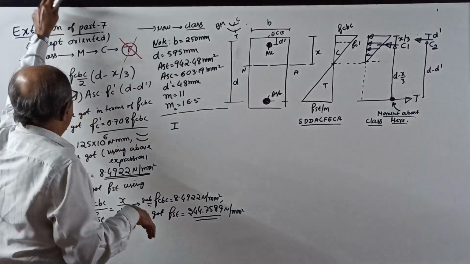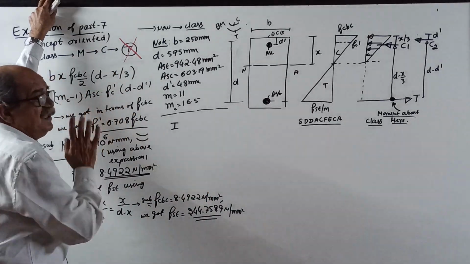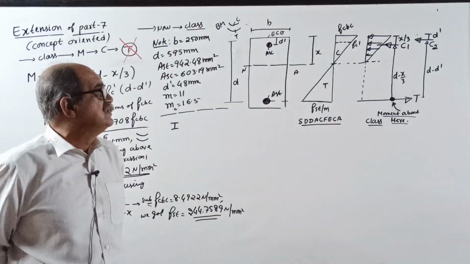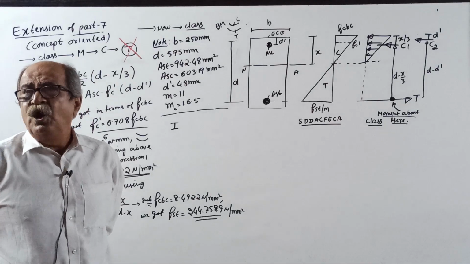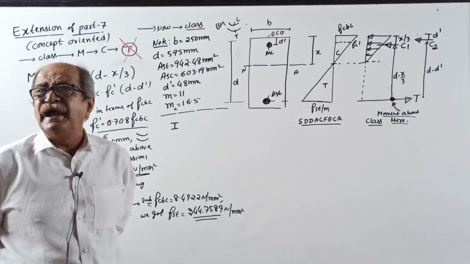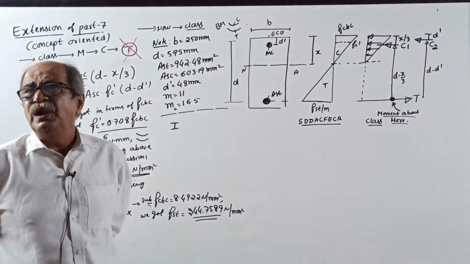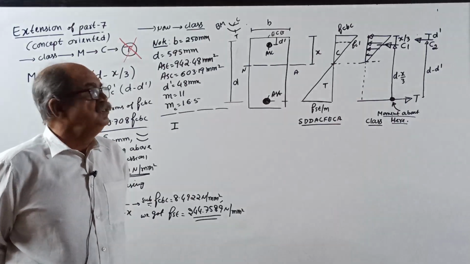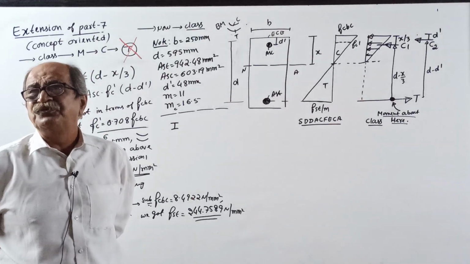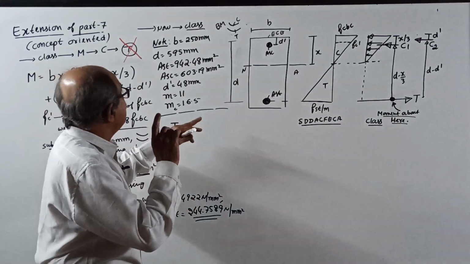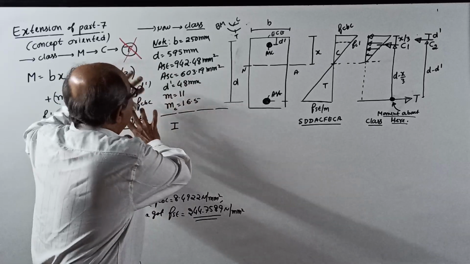Now, why I am taking this class is, so many people will tell, I heard it in an online class also, for both working stress method and limit state method, for a doubly reinforced section, the expression is available only in terms of C. No expression possible in terms of T. I will tell why they are telling that way. For some time, leave this one.